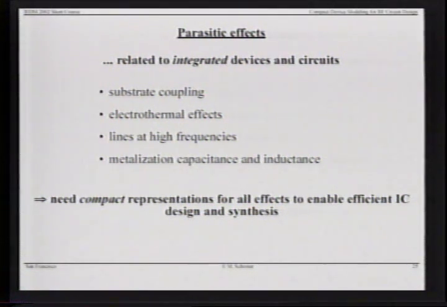Let's talk about parasitic effects, which are common to all devices. I would like to talk about substrate coupling, electrothermal effects, a little bit about lines at high frequencies, and metalization capacitances and inductances we have in the devices. And what we want to have is a compact and physics-based representation of all these effects for design and synthesis of circuits.